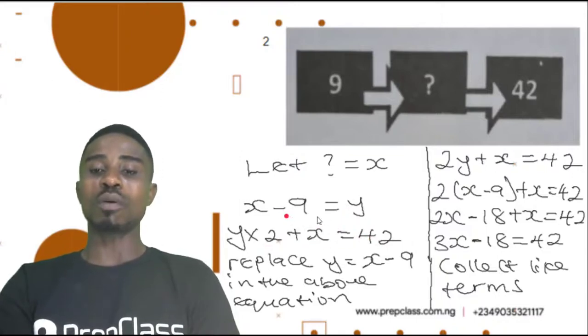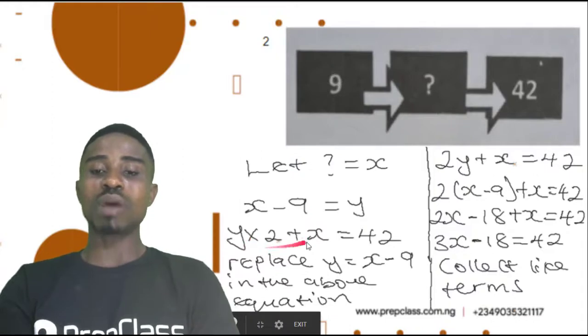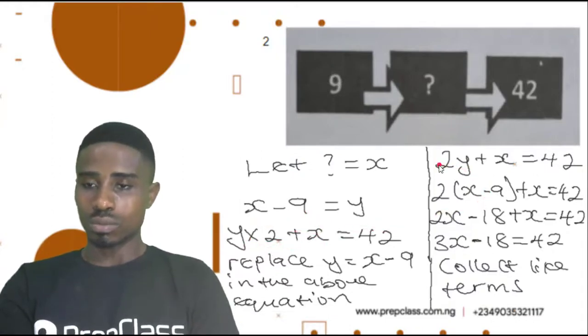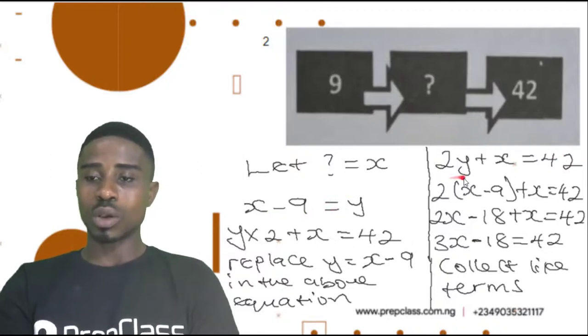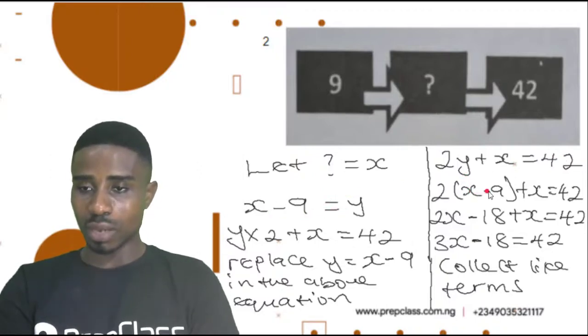Now, if you look above, you see that x minus 9 is equal to y. So we are going to be replacing this in this equation. So x minus 9 is equal to y. So here, wherever we see y, we are going to put x minus 9. So y times 2 will give us 2y plus x equal to 42. Now we know y to be equal to x minus 9. So we're going to replace it here, x minus 9.